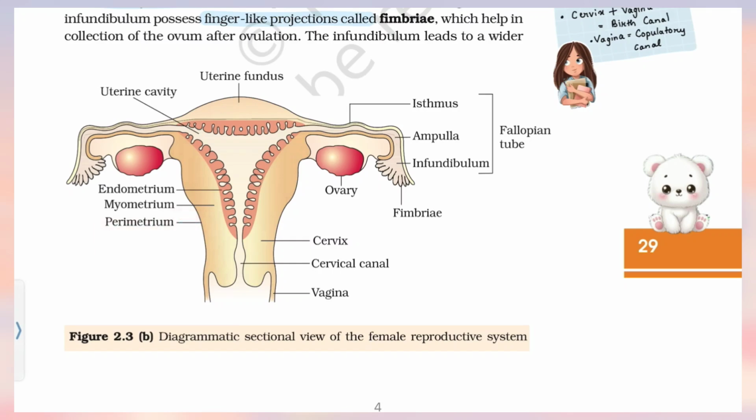The lower narrow part of the uterus is the cervix. It connects the uterus with the vagina. The canal present within the cervix is called the cervical canal. It forms a part of the birth canal. The next part is the vagina, and this part is also known as the uterine cavity.